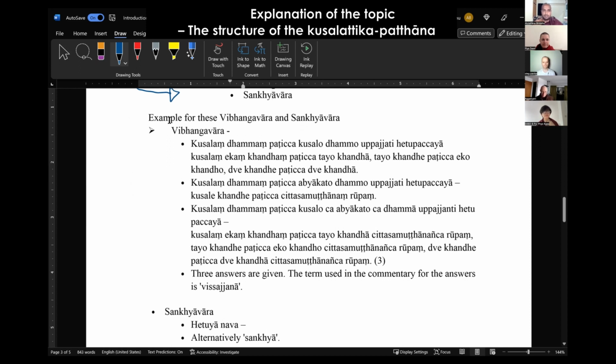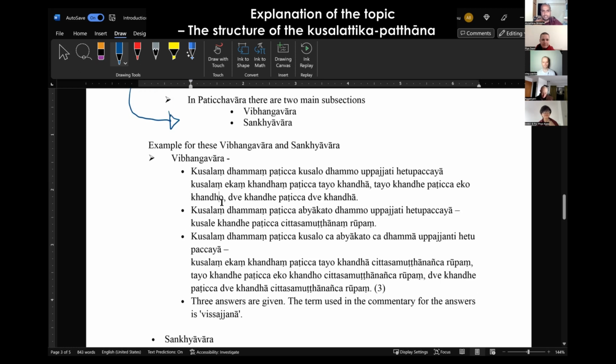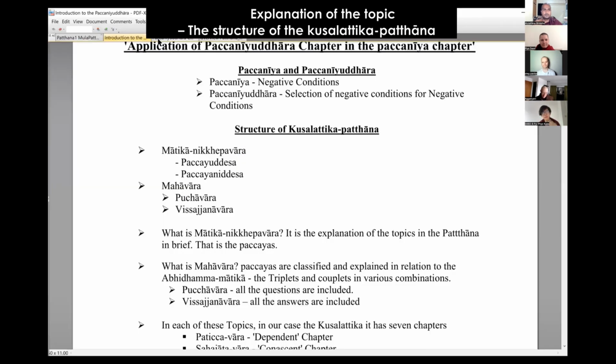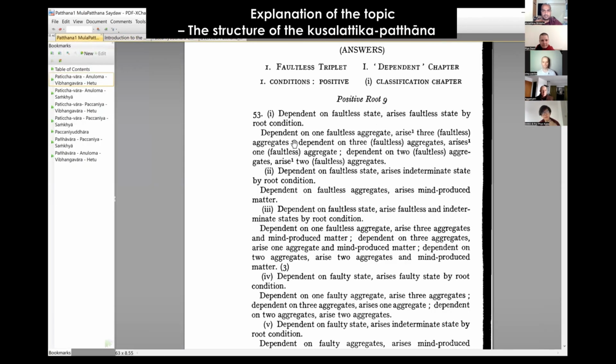Okay, so in Vibhanga-vāra, I have selected the first 3 paragraphs from the Paticca-vāra. The first one is explained here as Kusalang Dhammang Paticca, Kusalo Dhammo Uppajjati Hetupaccaya. In the Mula Patthana Sayadaw's translation: dependent on faultless state arises faultless state by root condition, right? So this is how it is translated. Dependent on the Kusala Dhammas there arise Kusala Dhammas by the root condition.